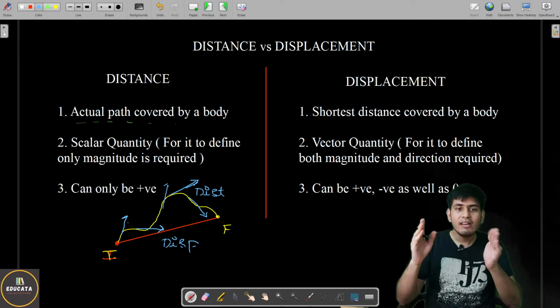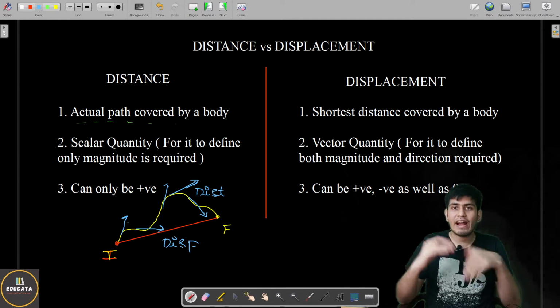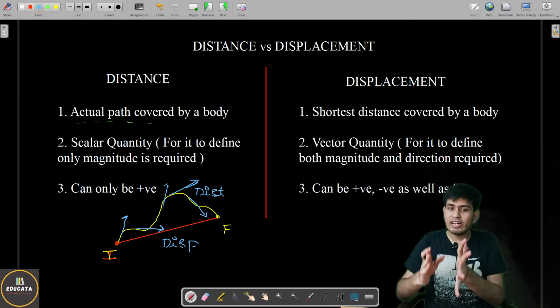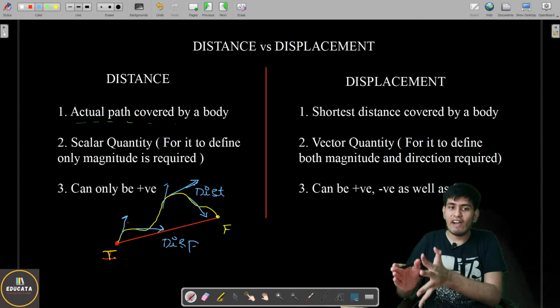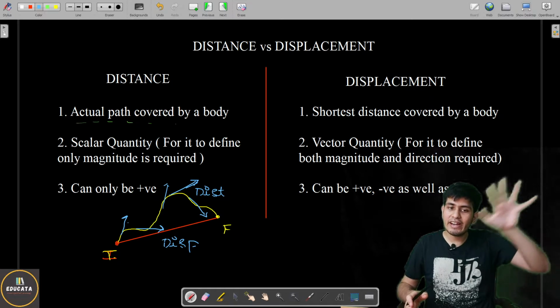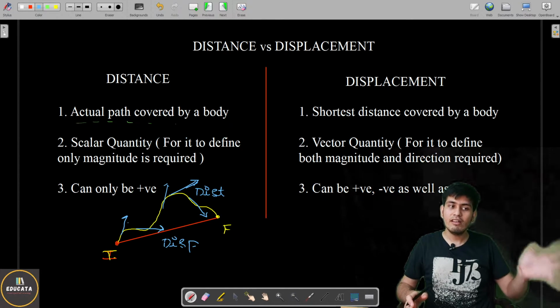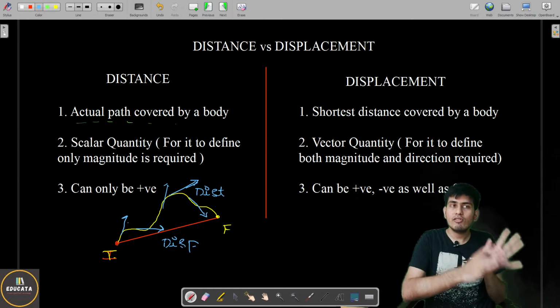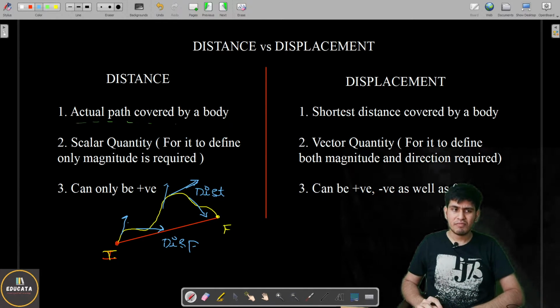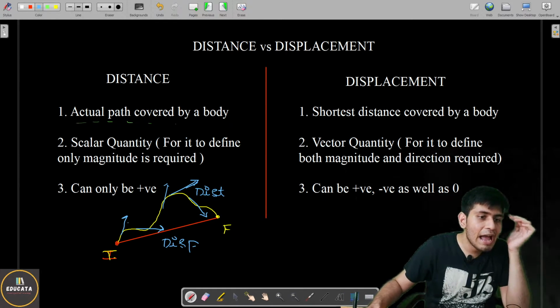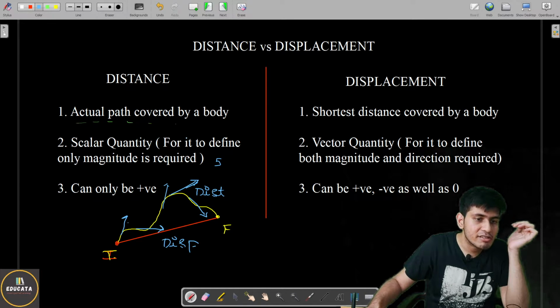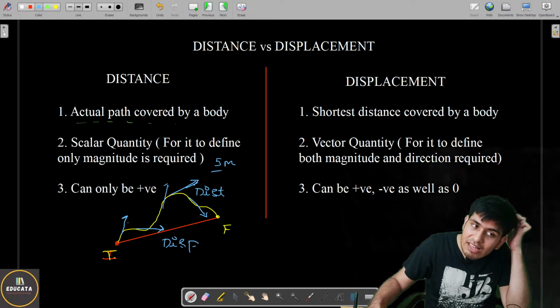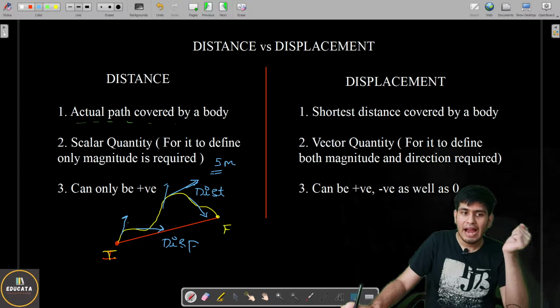Displacement is a vector quantity. A vector quantity is something for which both magnitude and direction are required to define it. For a scalar quantity, we have to define only the magnitude, but for a vector quantity, we need both magnitude and direction. Suppose I am writing 5 meters.